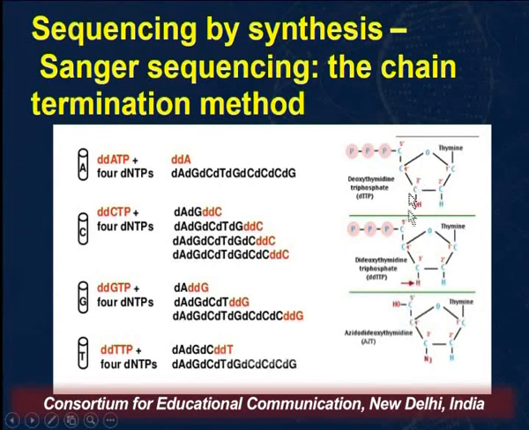What is the difference between the dNTPs and the ddNTP? At the position where the hydroxyl group is there, it is replaced by a hydrogen. When the hydrogen is added, it becomes a dideoxynucleotide, ddNTP, and this ddNTP terminates the chain synthesis. The polymerase is unable to attach because it does not have the 3' hydroxyl group, and therefore the chain terminates. Wherever this ddNTP is added, the chain will terminate.